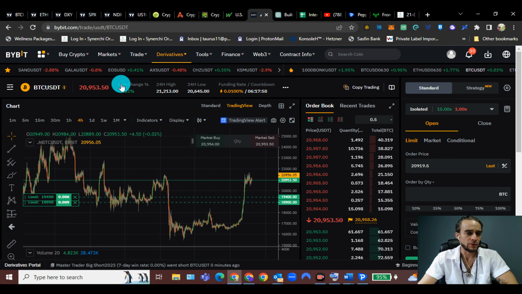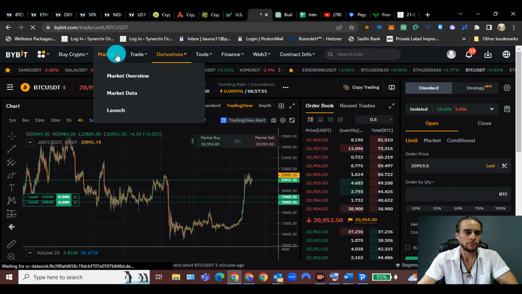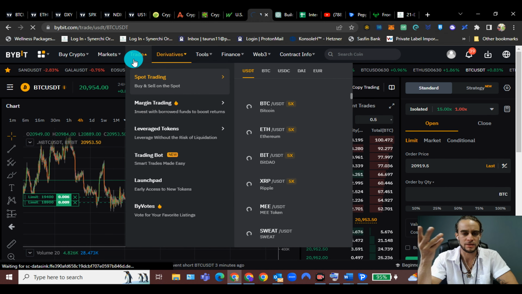You can come over here and you can buy crypto. You can click one-click buys. You've got peer-to-peer trading. You've got fiat deposits and you've got crypto deposits. Okay. You've got markets. You've got overview of the markets, which tells you a bit about the markets. You've got market data and what's launching soon. So that would be the launch pads for any crypto, like the Me coin and Custa, etc. that basically come onto the platform.